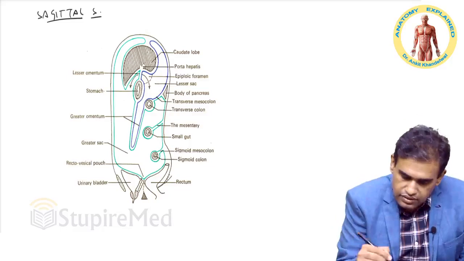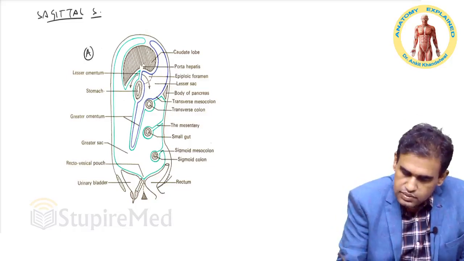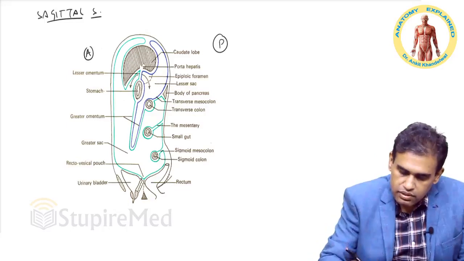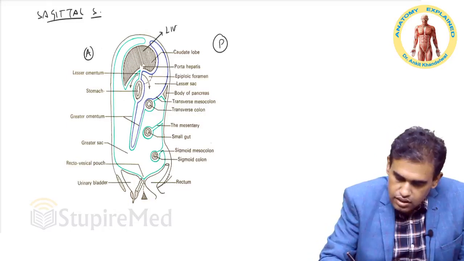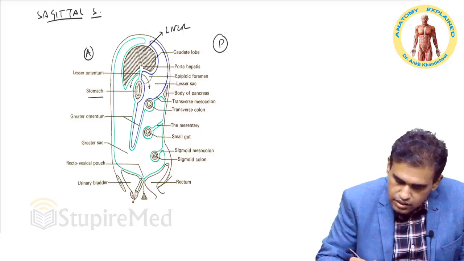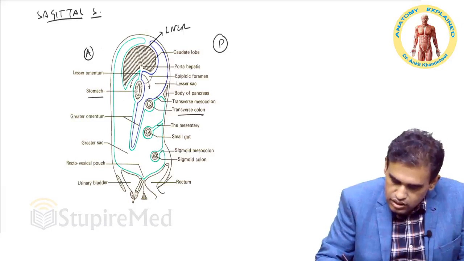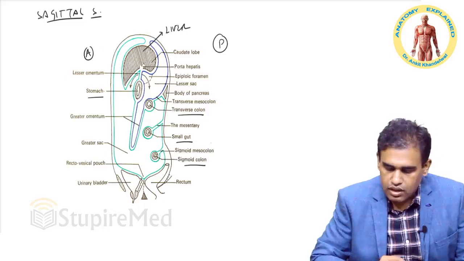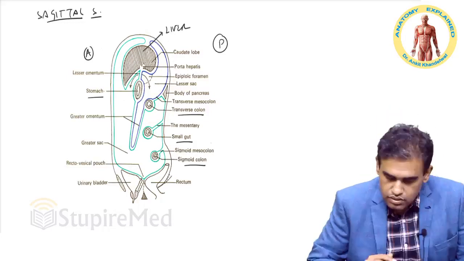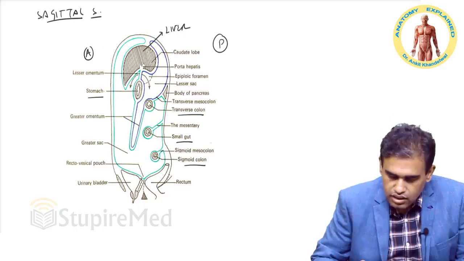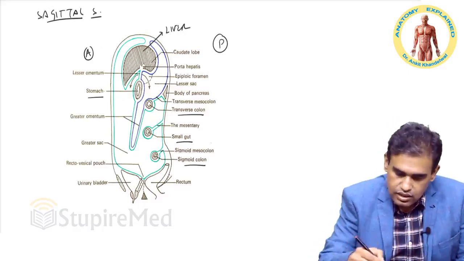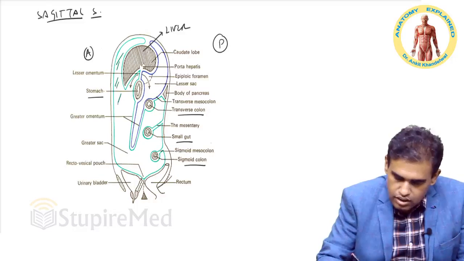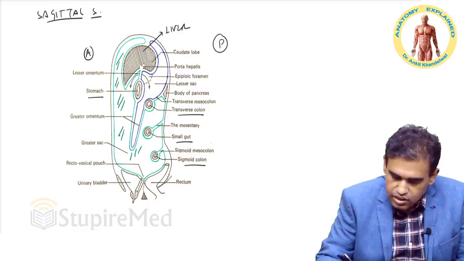Fine. Left side of your screen is the anterior aspect, right is the posterior aspect. The organs which you are able to see over here: this is the liver, this is the stomach, this is the transverse colon, the gut, the sigmoid colon, and so on. The point to show in this figure is that the area which is covered by this green colored structure is your generalized peritoneal cavity.